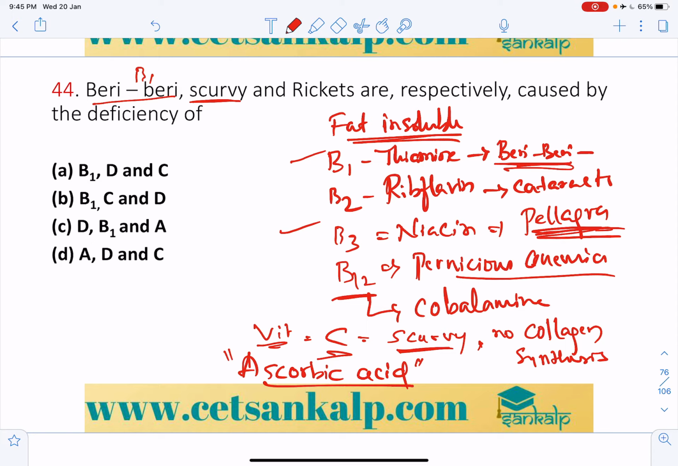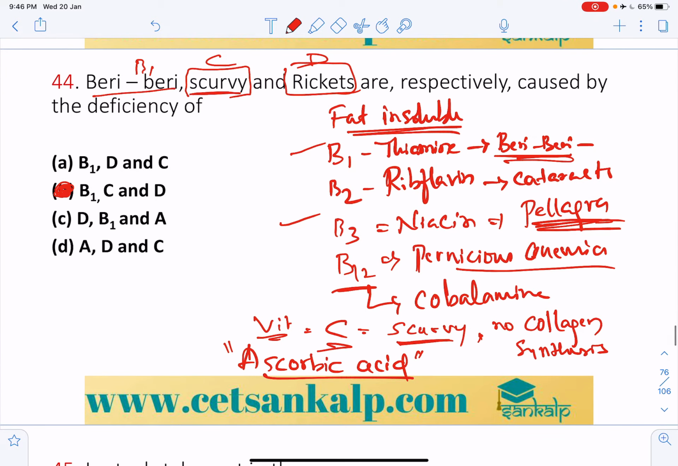So D, vitamin D. In case of vitamin D, we'll say rickets. Rickets is because of deficiency of vitamin D. Scurvy because of B1, C, D. So what is the answer? Right, B is the answer. Beriberi by B1, scurvy by vitamin C, rickets by vitamin D.